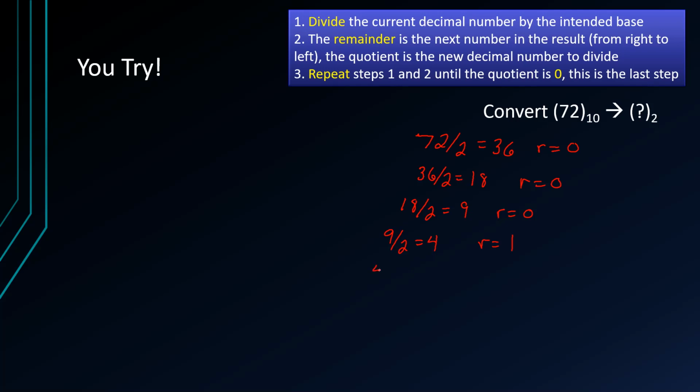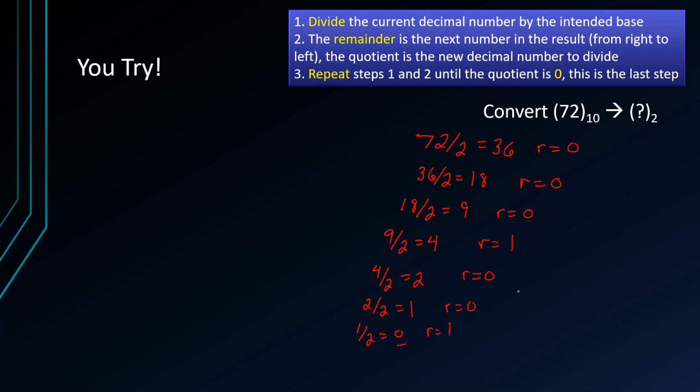So we go again. 4 divided by 2. 2 goes into 4 exactly 2 times, and we have a remainder of 0. 2 divided by 2. Well, 2 goes into 2 exactly 1 time, and we have a remainder of 0. 1 divided by 2. 2 does not go into 1 at all, so the answer is 0, which means this is our last step, but we didn't use this one, so we have a remainder of 1.